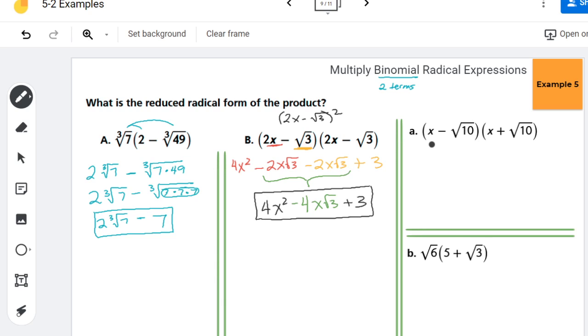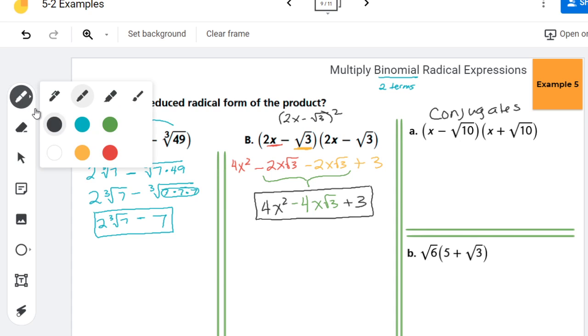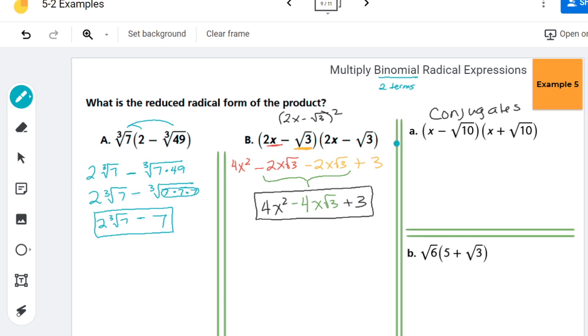Alrighty, so now we have this situation where it looks like an expression times almost itself, right? The signs are off, but everything else is the same. Remember, these are called conjugates. And what happens when we multiply conjugates? Well, stuff cancels out. We've learned that. Okay, it works the same way for radicals as it does for imaginary numbers.